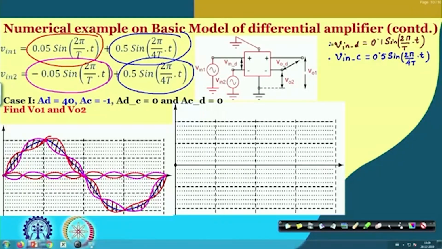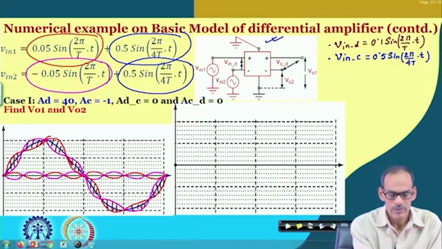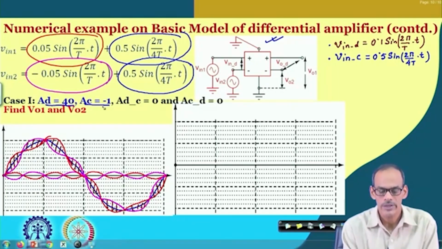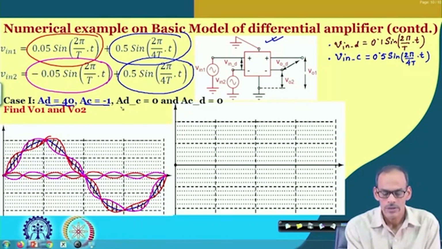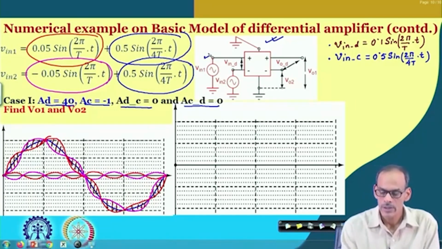Yeah, so dear students, welcome back after the short break, and we are talking about the situation where we do have the model of differential amplifier and its parameters are given, namely differential mode gain is 40, common mode gain is equal to minus 1, and then differential to common mode gain and common mode to differential gain we are assuming they are equal to 0.